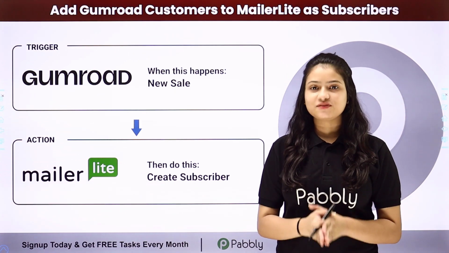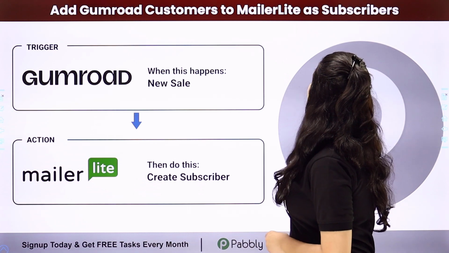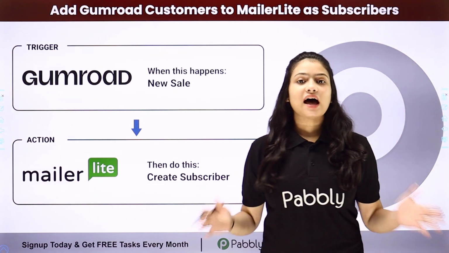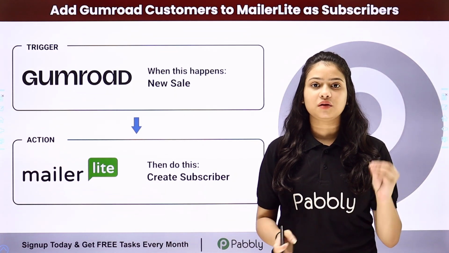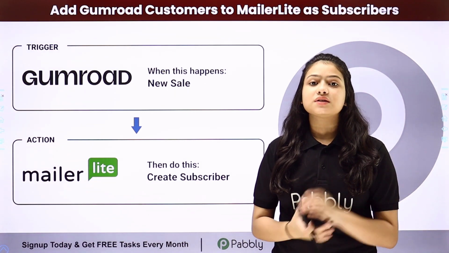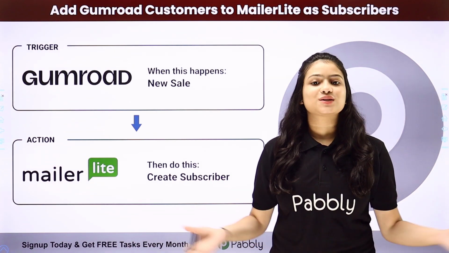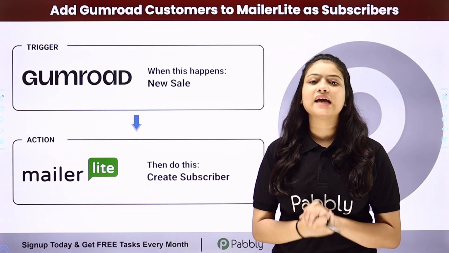Hello everyone, in this video we are going to learn how to add Gumroad customers to MailerLite as subscribers. I want that as soon as a new customer is created in my Gumroad store by purchasing a new product, automatically by using the same response, a new subscriber should be added in my MailerLite account. So how are we going to do this process automatically and effortlessly?